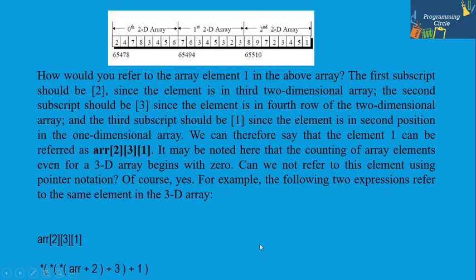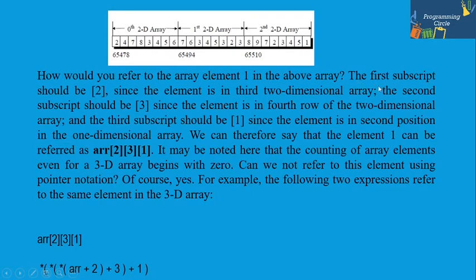So how would you refer to the array element 1 in the above array? Let us say this is the array, and we have seen how the bytes are actually arranged over here, considering that each integer takes 2 bytes. Now let us assume how to access the element 1 here.